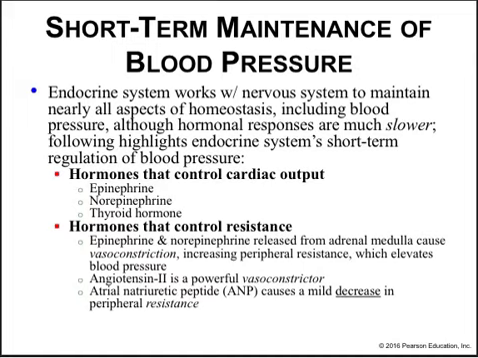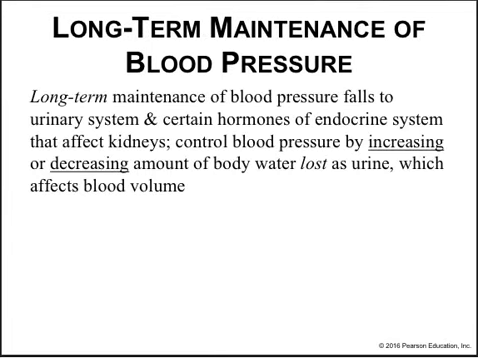ANP, which comes from the atria, causes a decrease in peripheral resistance as a result of producing a decrease in blood volume by eliminating more sodium in the filtrate, which causes an increase in urine production and a decrease in blood volume and blood pressure.